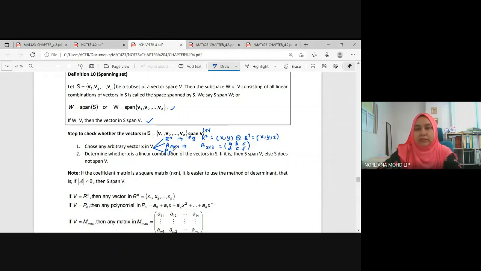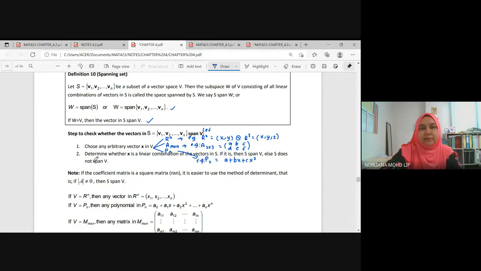The third type is polynomial. For example, a polynomial of degree 2. The arbitrary vector x, we have a plus bx plus cx squared. This is an example, it depends on the question.